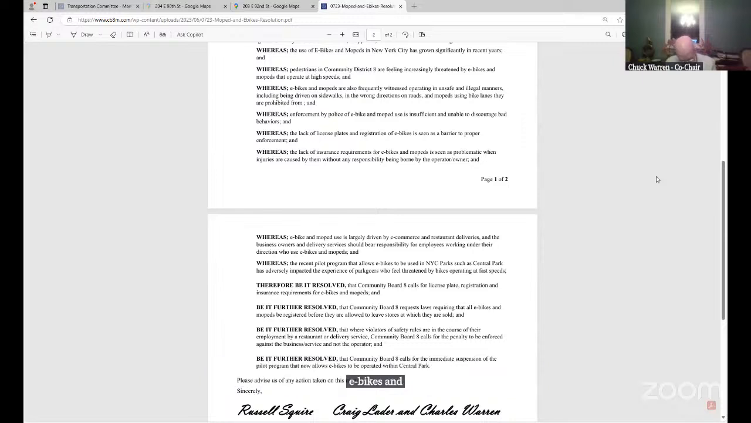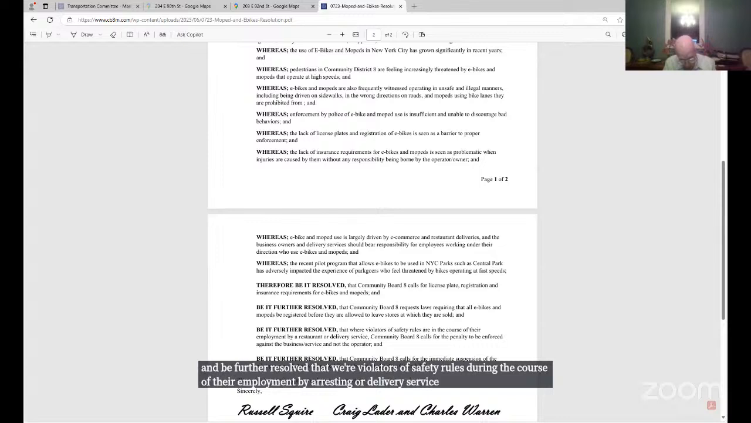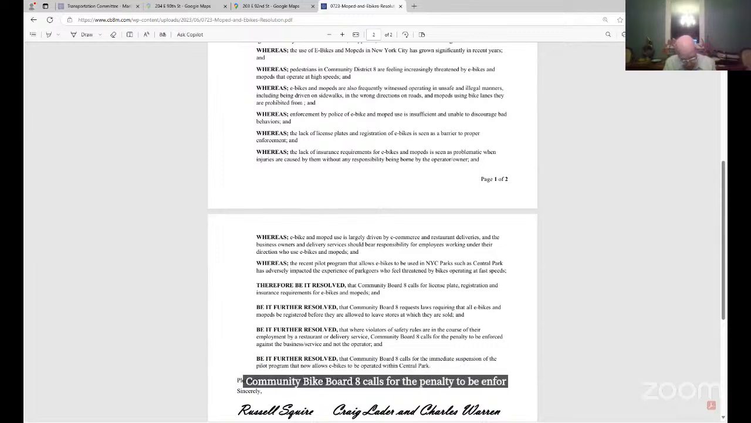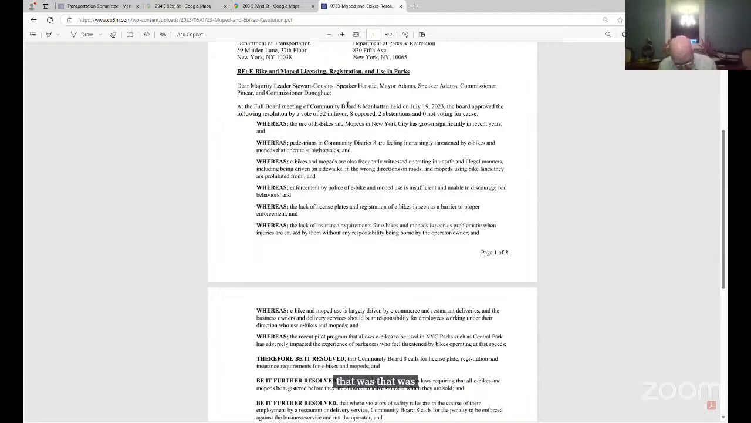Be it further resolved that it requests laws requiring that all e-bikes and mopeds be registered before being allowed to leave the stores at which they are sold, and be it further resolved that where violators of safety rules are in the course of their employment by a restaurant or delivery service, Community Board 8 calls for the penalty to be enforced against the business or service and not the operator, and be it further resolved that Community Board 8 calls for the immediate suspension of the pilot program that allows e-bikes to be operated within Central Park. And that was passed on July 19th by a vote of 32 in favor, 8 opposed, 2 abstentions.